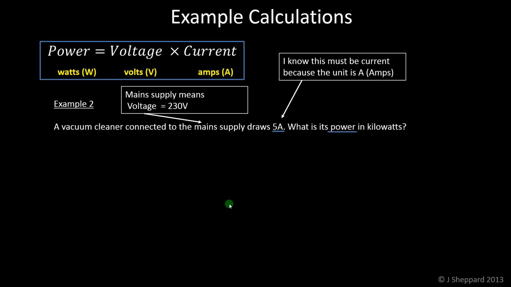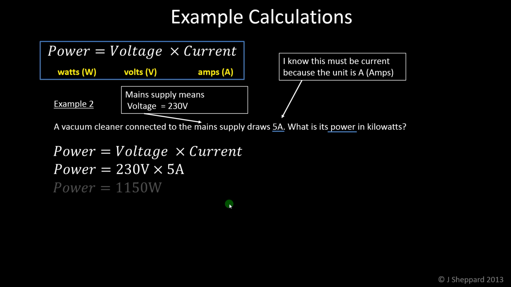And we know that 5 amps is current because amps is the unit of current. So we write our equation down again, we do our multiplication again, we get our answer again. But we're not done, because this time we're after power in kilowatts. The calculation we've done so far will give us power in watts. Because we've used voltage in volts and current in amps, we will get power in watts. This set of yellow units goes together. So what we need to do is to take our answer and convert it into kilowatts.